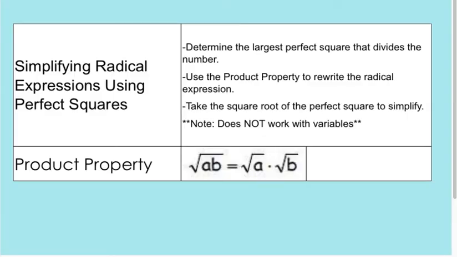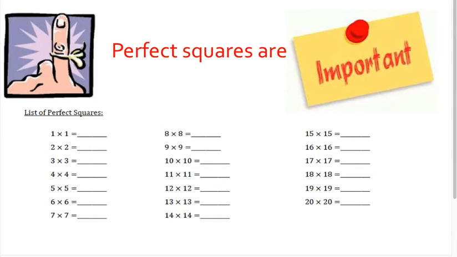So simplifying radical expressions using perfect squares. The product property, which I've already talked about a little bit, you can only do with perfect squares. All right, determine the largest perfect square that works. So here we go: 1, 4, 9, 16, 25, 36, 49. You guys should be expected to know these.